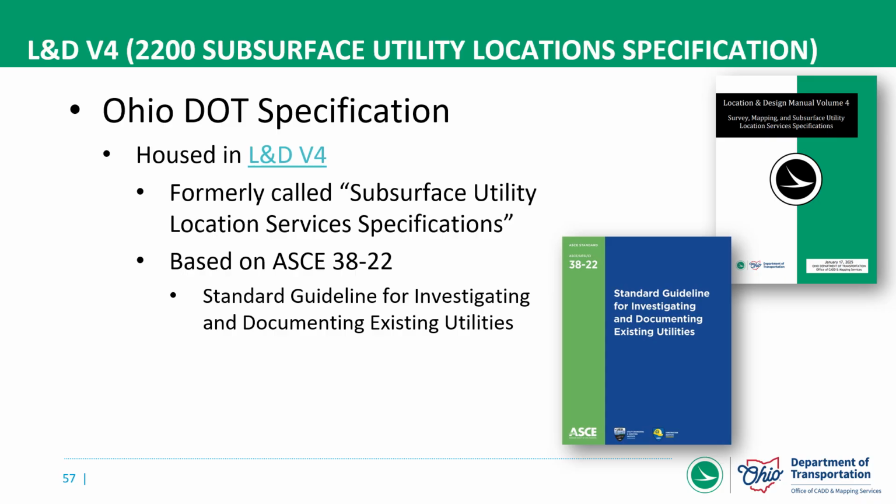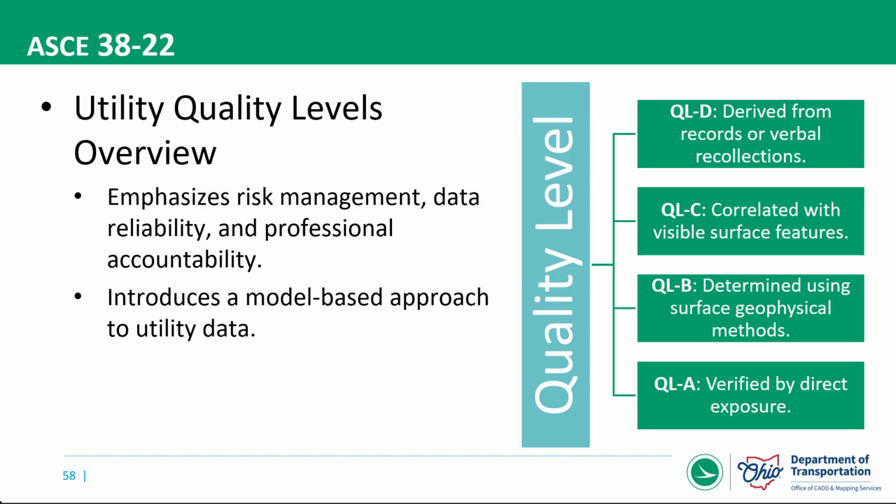So, a quick overview. I'm sure most people know the quality levels. People say, oh, level A, B, C, D, when you get utilities, like if you're going to get sewer work done. D is obviously the least accurate, derived just from records. With C, you correlate that with visible surface features. B, you determine using surface geophysical methods. And level A is verified by direct exposure.